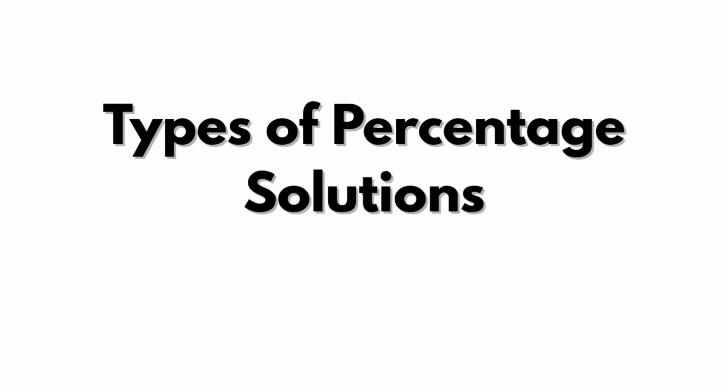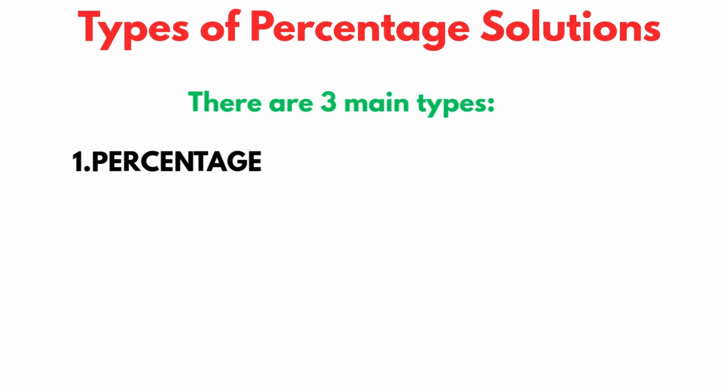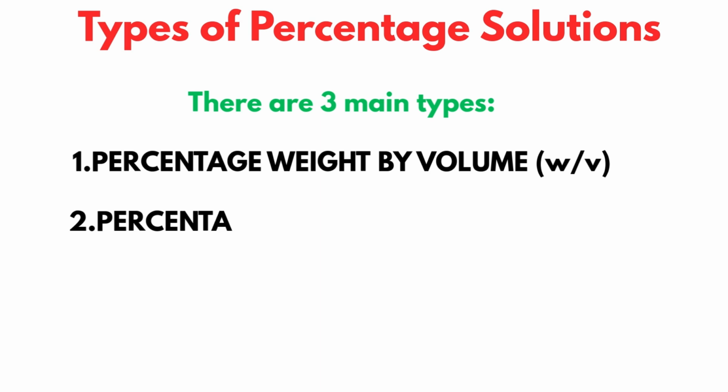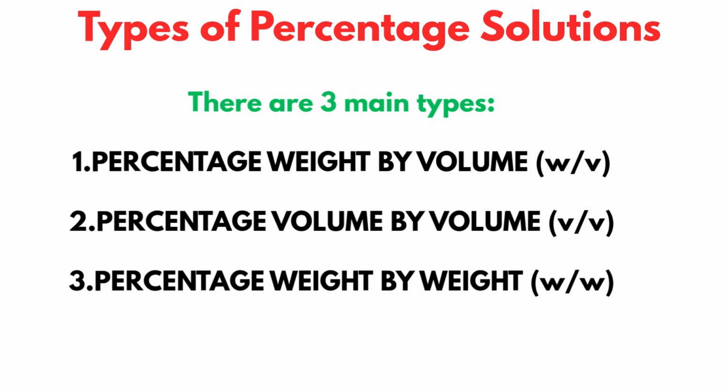So let's see what the types of percentage solution are. There are three main types of percentage solution. Type 1, percentage weight by volume. Type 2, percentage volume by volume. Type 3, percentage weight by weight. In upcoming videos, we will discuss each type in detail with calculations. Number 1, percentage weight by volume.